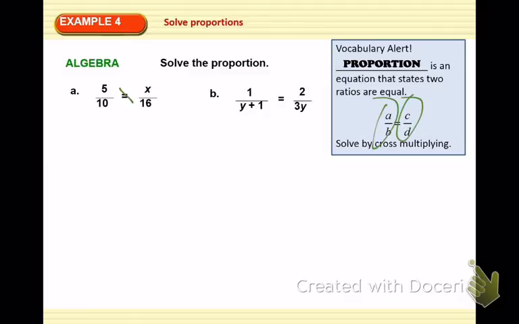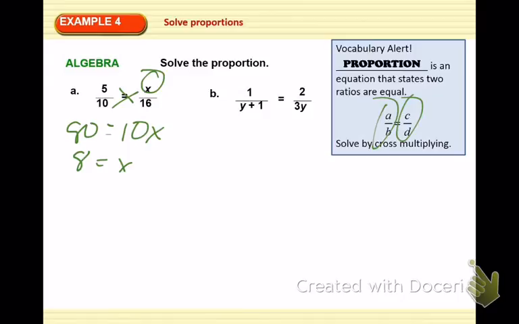this first one here, right? We're going to multiply 5 times 16 to get 80, 10 times x to get 10x. And so what I'm trying to find out is what value of x would make these two ratios equal. 5 to 10 would be the same as comparing what number to 16. It might be easy enough to think through it and figure it out, but by the methods of solving a proportion, we find out that x is going to be 8, and those two ratios would be the same.